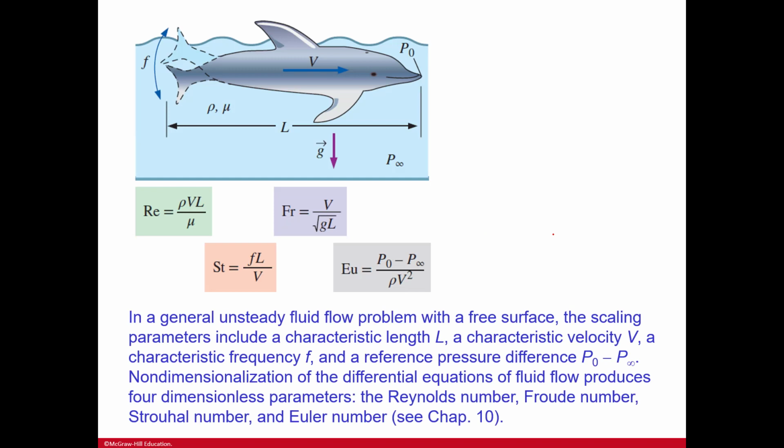So here, in a general unsteady fluid flow problem with a free surface, the scaling parameters include, as we talked about, length, velocity, frequency, and a couple of other ones, pressure, things like that. Non-dimensionalization of the differential equations of fluid flow produces 4 dimensionless parameters. We get the Reynolds number, the Froude number, the Strouhal number, and the Euler number. Okay, and so here they are: Reynolds, Froude, Strouhal, and then Euler.